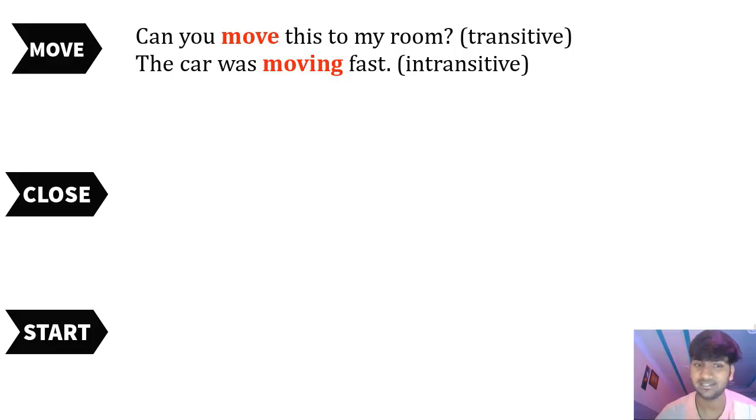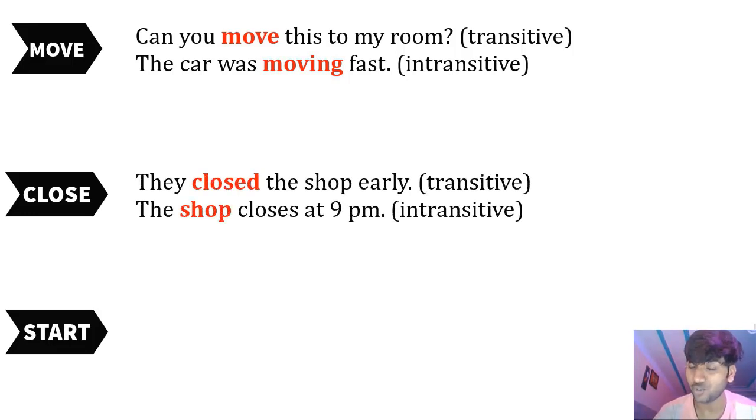Move what? Move this. The car was moving fast. So we don't have an object here. Here, moving is working as an intransitive verb. Second, close. They closed the shop early. They closed what? When you ask, you get the object, that is the shop. Transitive verb. Intransitive, the shop closes at 9 p.m. Right? It's working as an intransitive verb here.